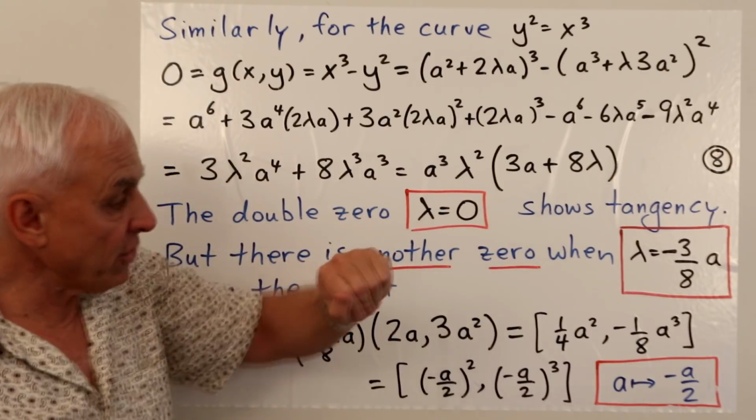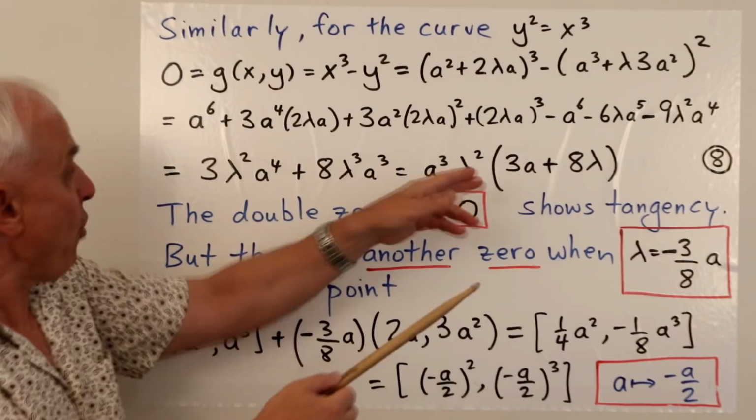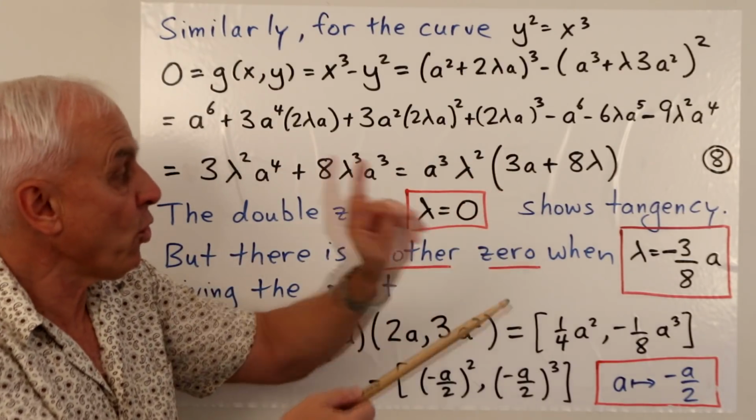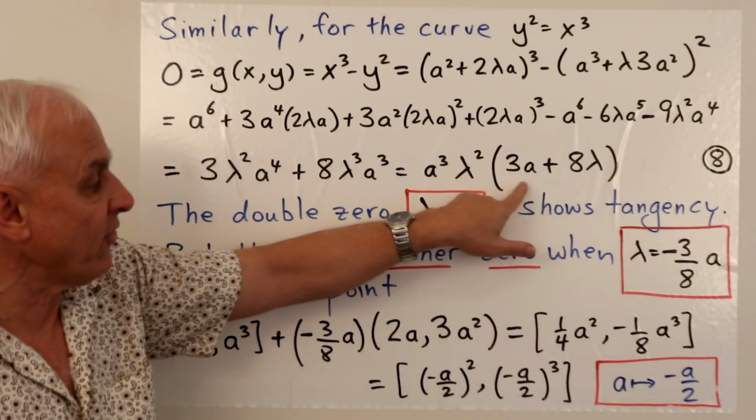But this calculation also shows us something else that's interesting, that if we're looking at points where this line meets the curve, there will be another solution when this term is 0.